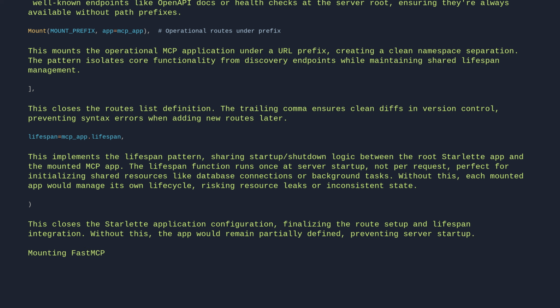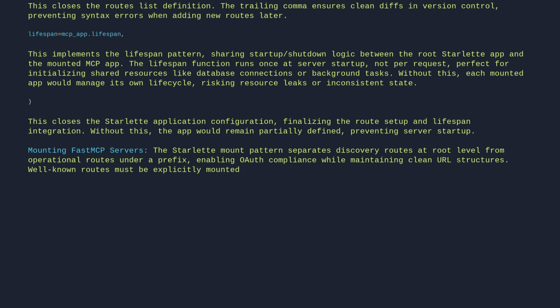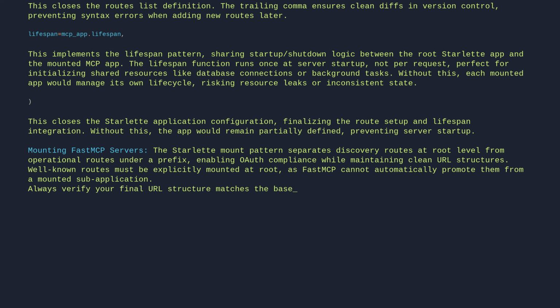Mounting FastMCP servers. The Starlette mount pattern separates discovery routes at root level from operational routes under a prefix, enabling OAuth compliance while maintaining clean URL structures. Well-known routes must be explicitly mounted at root, as FastMCP cannot automatically promote them from a mounted sub-application. Always verify your final URL structure matches the base URL plus MCP path combination to avoid double-prefixed endpoints.